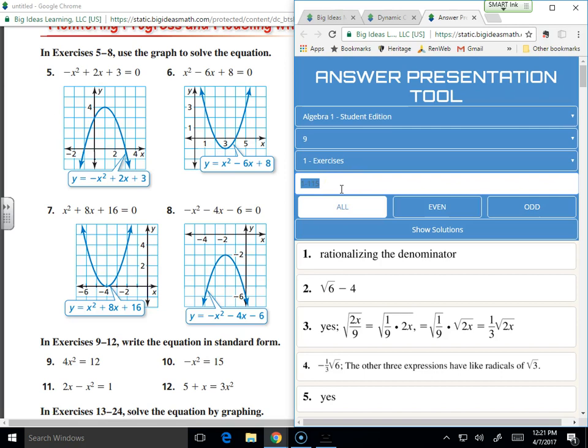I'm going to go get 48, 49 so I can get you guys the evens. People that have 48 and 49 done, I'm getting you the evens for number 49.